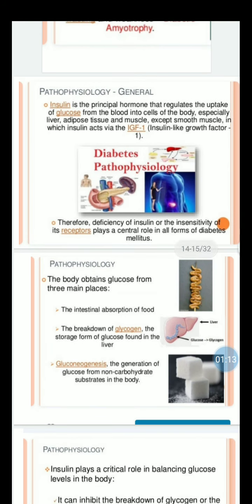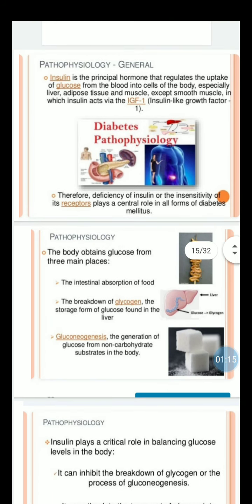Therefore, the deficiency of insulin or the insensitivity of its receptor plays a major role in all forms of diabetes mellitus. I am repeating, it is important: because of the deficiency of insulin or the insensitivity of the receptor, it plays an important role in all forms of diabetes.